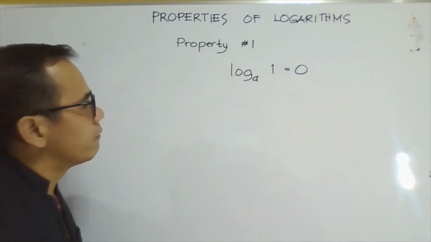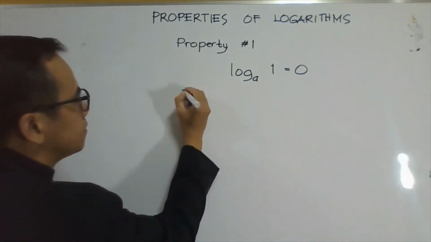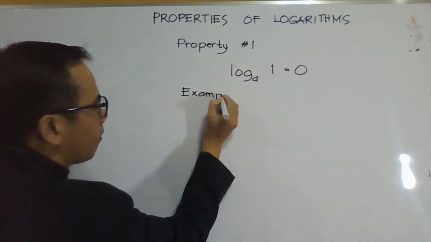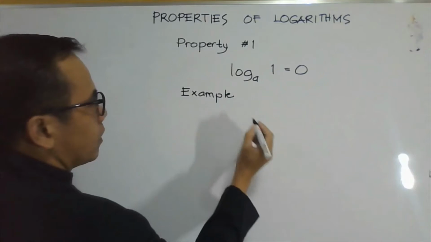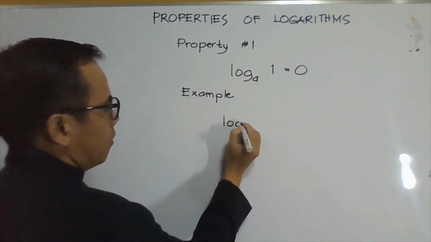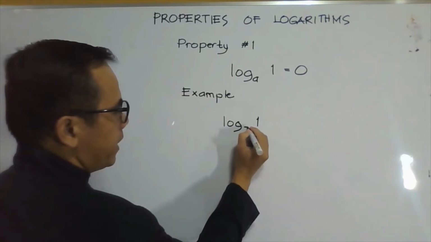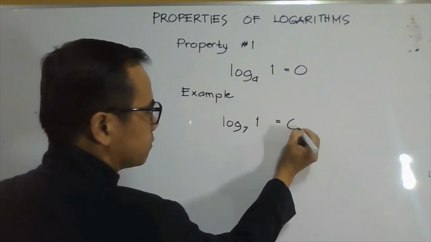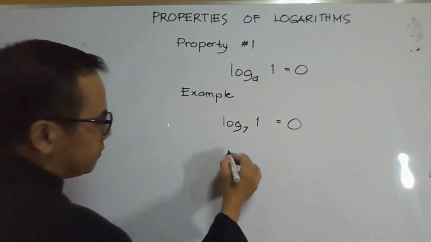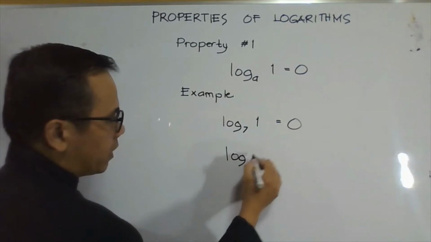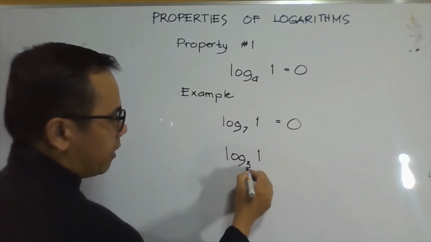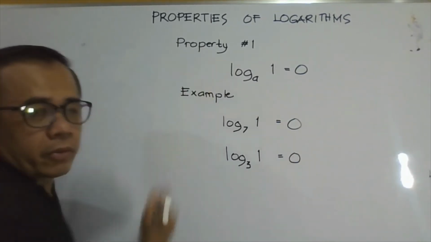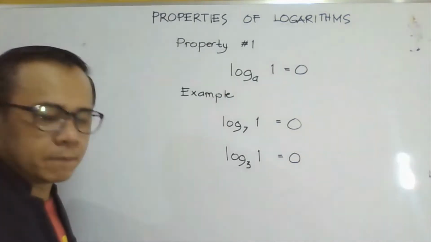Example: logarithm of 1 base 7 is always equal to 0. Another example: logarithm of 1 base 3 is always equal to 0. This is the first property of logarithm.